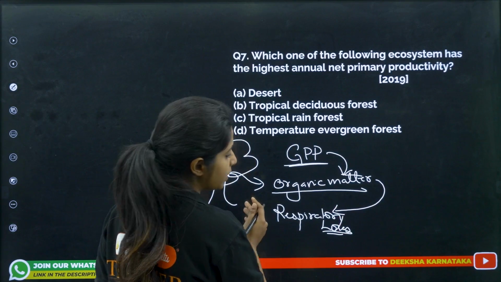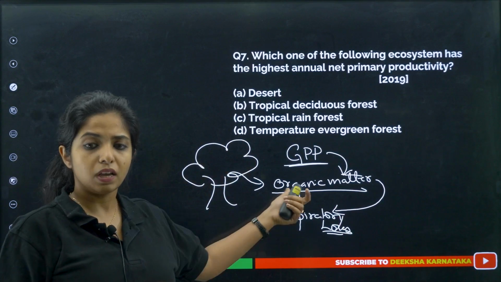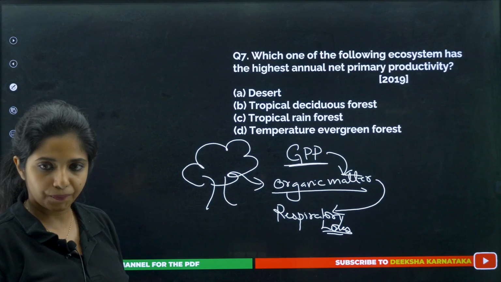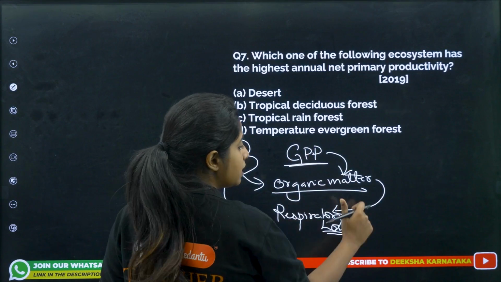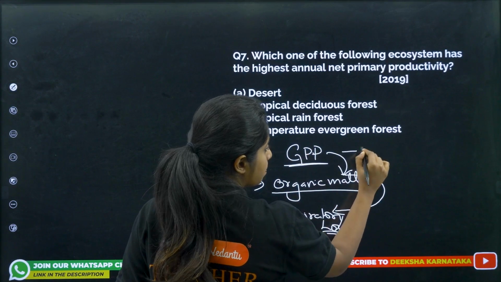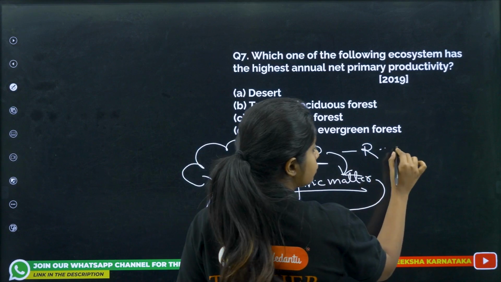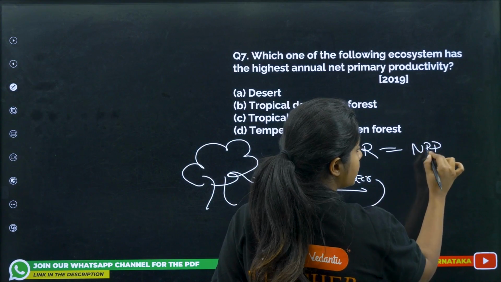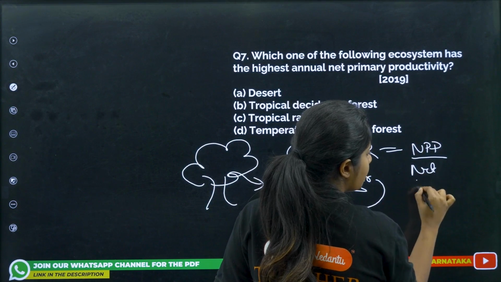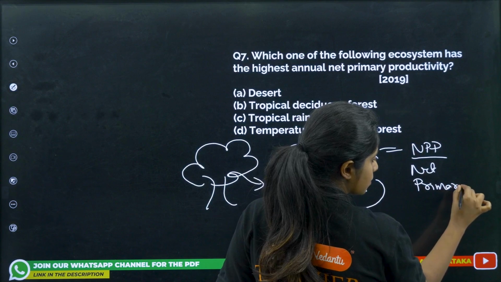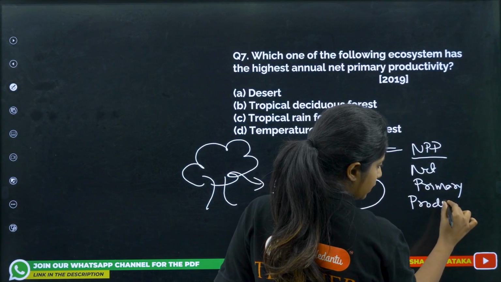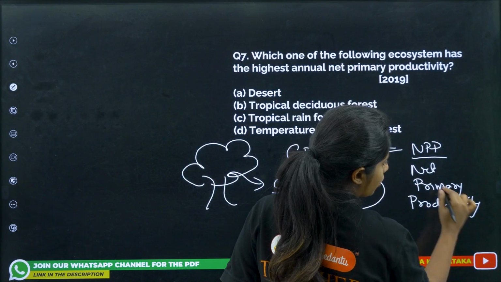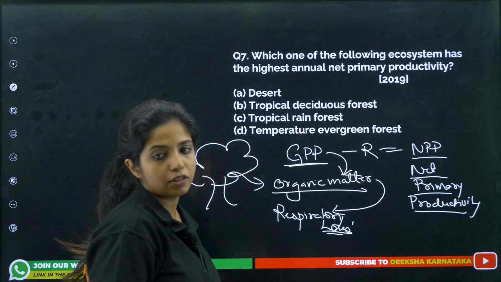It includes all the metabolic activities done by the plants where the organic matter will be utilized. Now, GPP minus the respiratory losses gives you what is left behind, and that is NPP, net primary productivity. Net primary productivity, my dear little children.